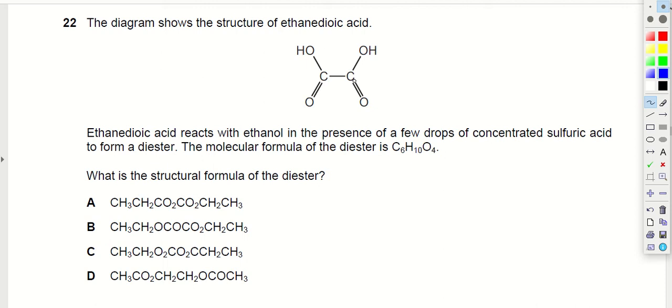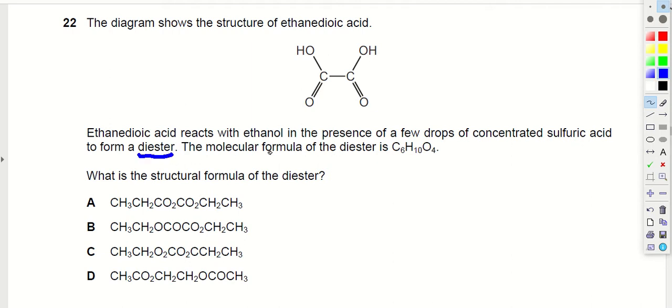March 2020 question paper 1-2, question 22. There is a diagram showing the structure of ethane dioic acid. Now this one is a molecule with two carboxylic acid groups. This molecule reacts with ethanol in the presence of a few drops of concentrated sulfuric acid to form a diester. Okay, esterification.